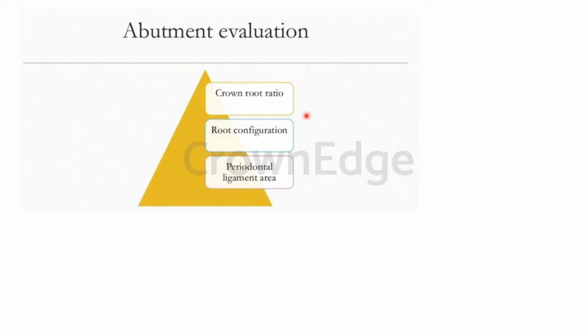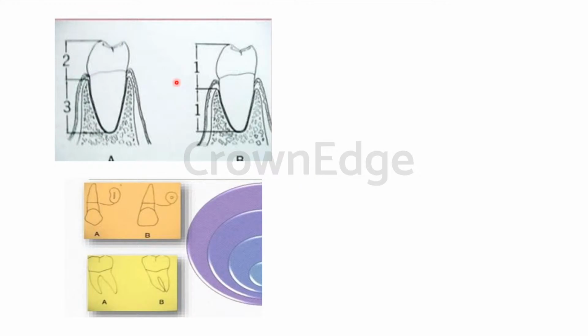If there's a crown root ratio, we all know what we're going to follow. How is the root? How is the PDL area? So all this is what you have to decide with regards to your abutment selection. This question has been asked probably a million times: what is the ideal and what is the minimum amount of crown root ratio?